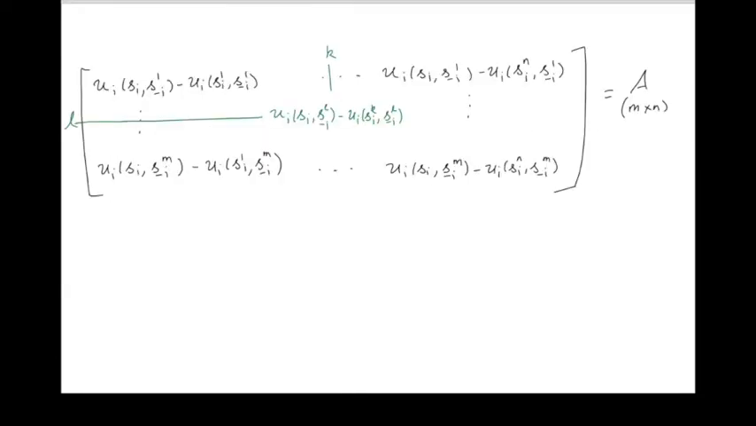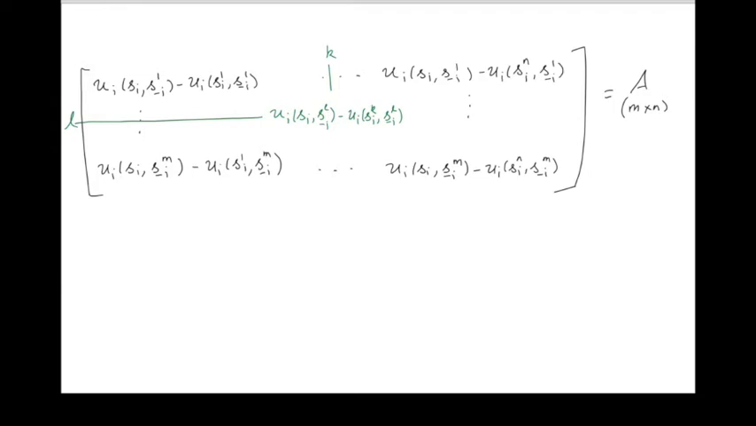So we're going to define this matrix A. Remember, A is an m by n matrix, so it's going to have m rows and n columns. M, recall, is the number of profiles of other strategies. N is the number of strategies that I has. So the number of columns is the number of strategies that I has.